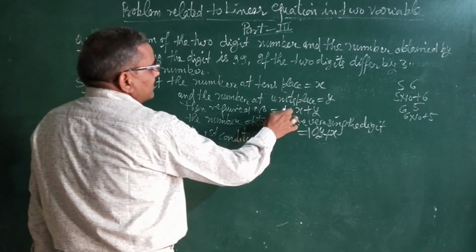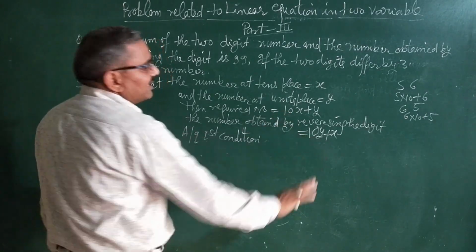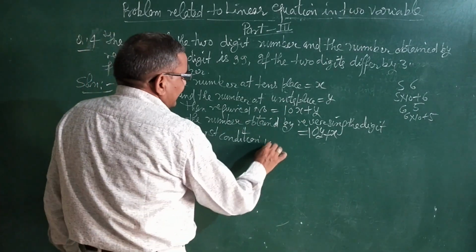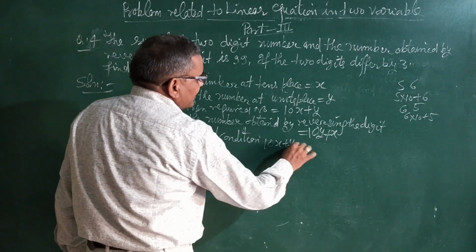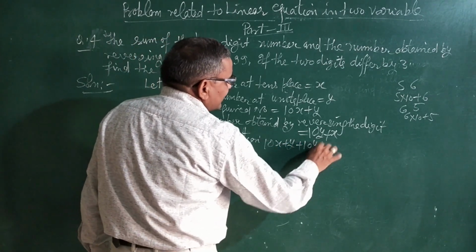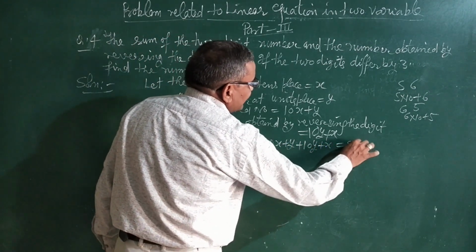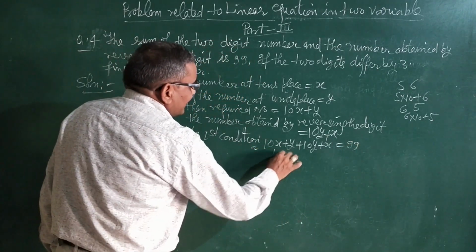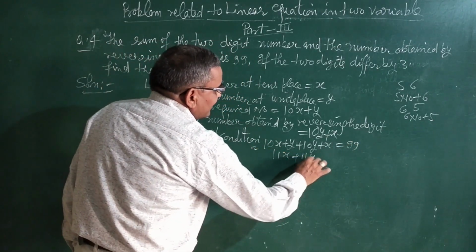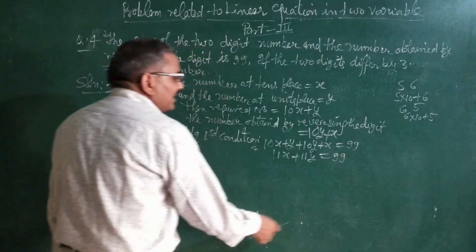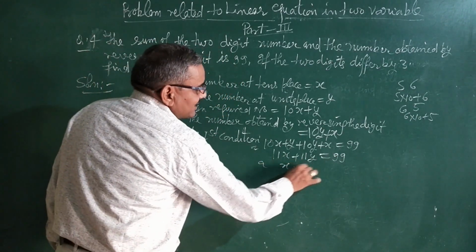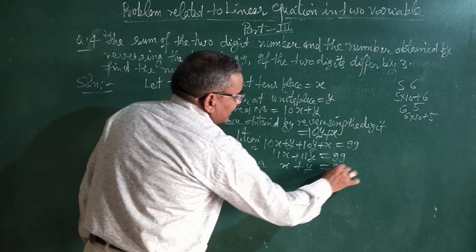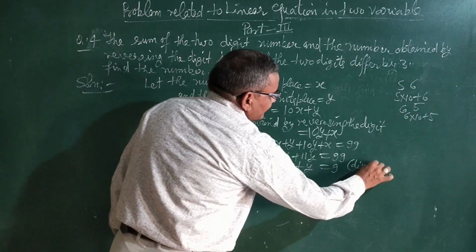According to the question, first condition, the sum of this number and the number obtained by reversing the digits, 10x plus y plus 10y plus x, is equal to 99, or 11x plus 11y is equal to 99. Dividing by 11, x plus y is equal to 9.